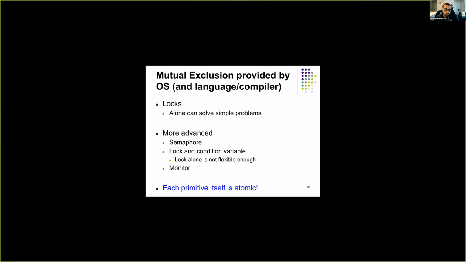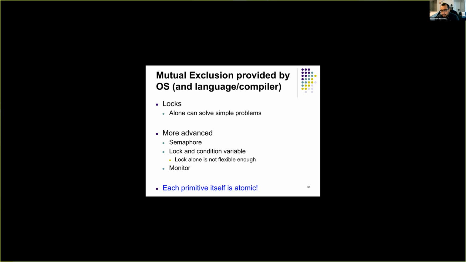As I mentioned before, the way mutual exclusion is provided by the operating system is through locks. So locks can solve simple problems. Of course, there are other ways in which mutual exclusion is provided, like semaphores, condition variables, and monitors, and we'll be looking into them more in the next class.